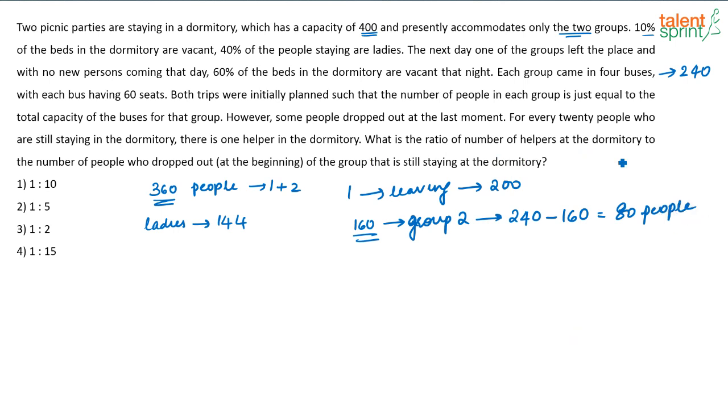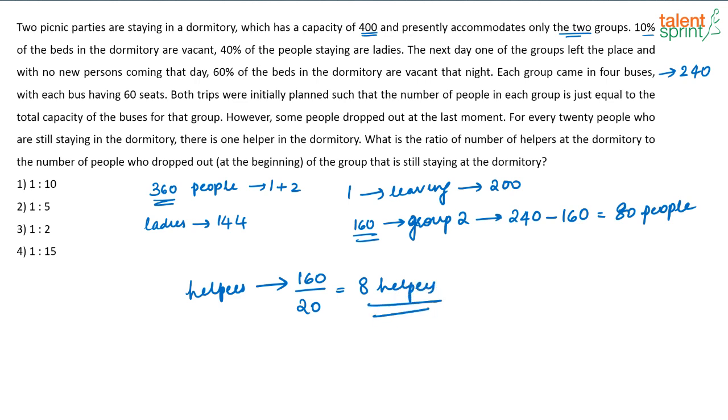What is the ratio of the number of helpers at the dormitory to the number of people who dropped out of the group which is still staying in the dormitory? So first of all, how many helpers are there in the dormitory? See, it is given that for every 20 people who are still staying in the dormitory, there is 1 helper, right? Totally how many people are staying in the dormitory? 160. For every 20 people, there is 1 helper. So totally there are 8 helpers now.